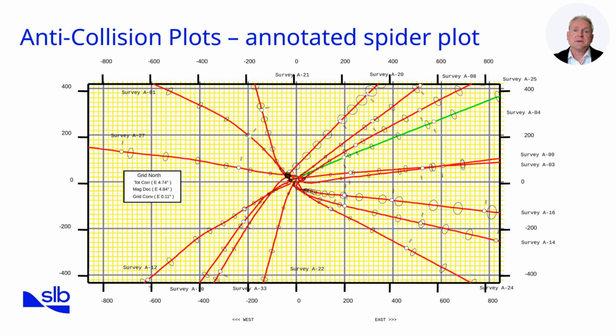An annotated spider plot provides a visual overlay. If two EOUs overlap, annotations can highlight this as a red flag zone requiring attention. Or if you see the EOUs of one well increasing rapidly, this could indicate that the well has been surveyed with a tool that has a poor survey model. If this offset is close to the planned well, it may need to be resurveyed to reduce the risk.